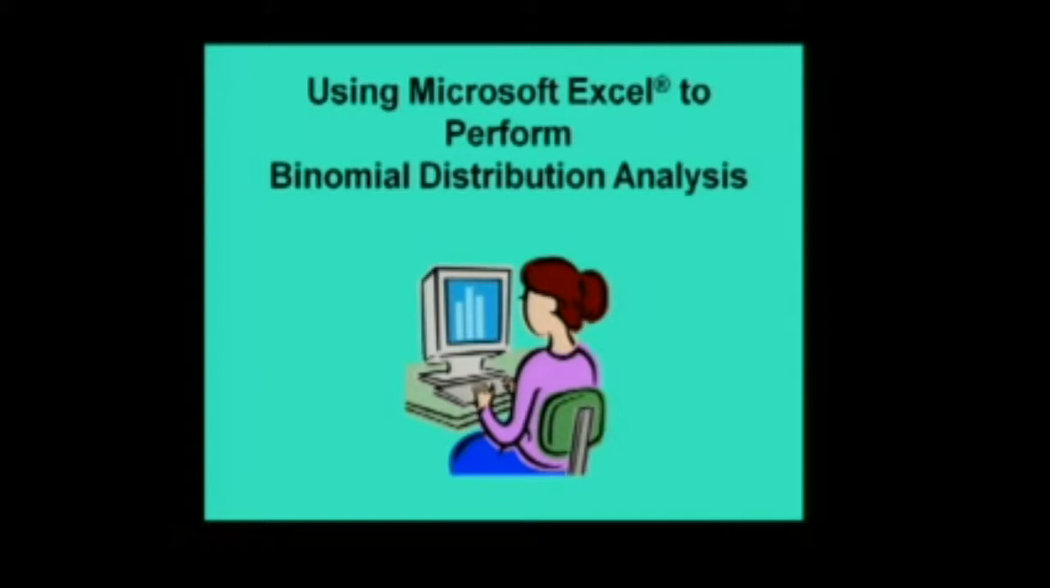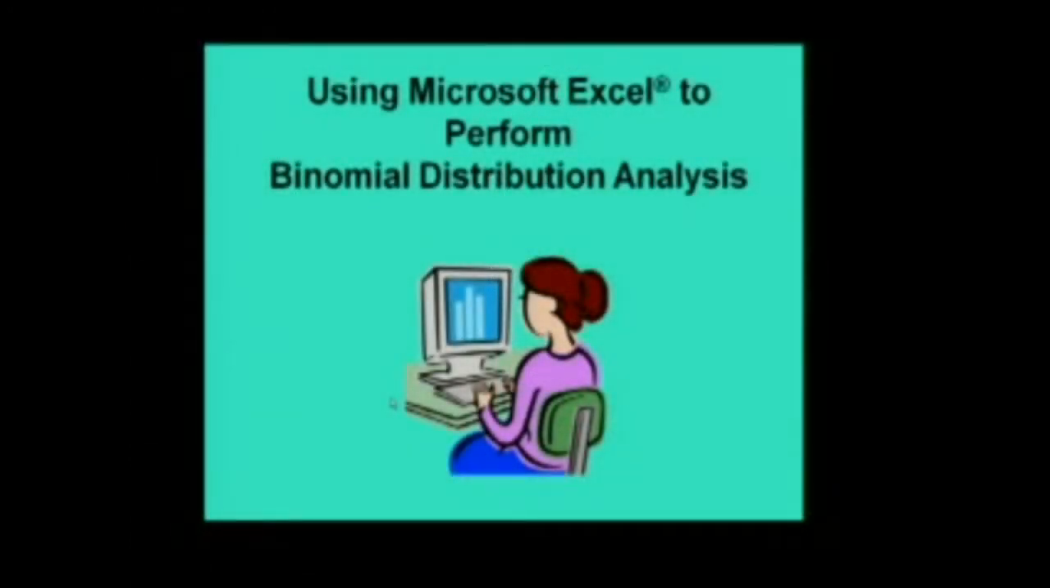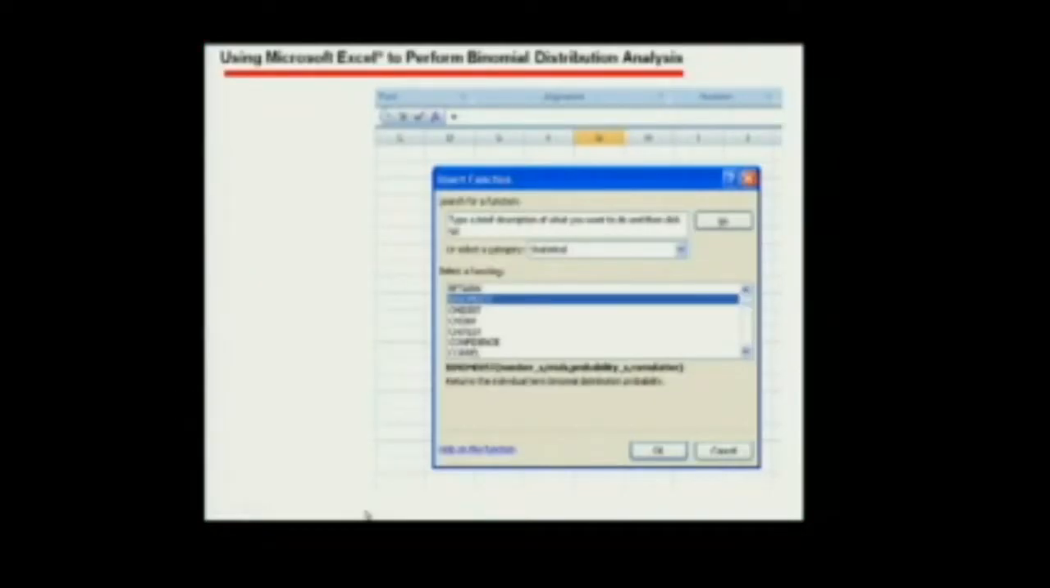Let us now see how we can find these values on the Excel spreadsheet. So we need to be ready to go to Excel. But before we do that, we're going to go to the slides and go over how we do the Excel analysis quickly to determine the probability value associated with the binomial distribution. Let's go to the slides. Using Microsoft Excel to perform binomial distribution analysis.